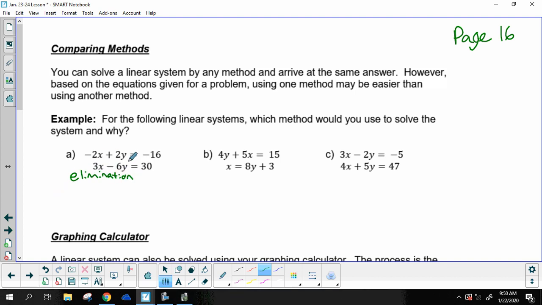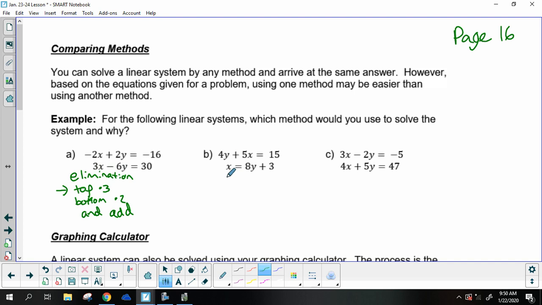I could just multiply the bottom by 2 and the top by 3. So top times 3 and bottom times 2, and then add them. No x variables by itself. No y variables by itself either, so that's kind of going to be elimination as a choice.